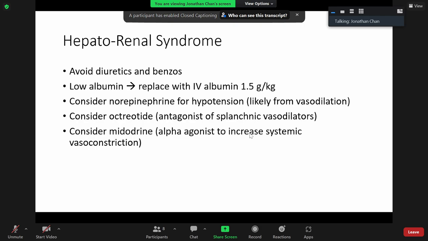So these conditions are not very common, but they're all something that we can consider in order to ensure that our patients are getting the treatment that they need, especially when they have any form of liver failure going on.